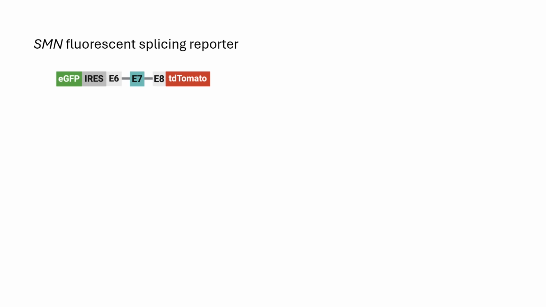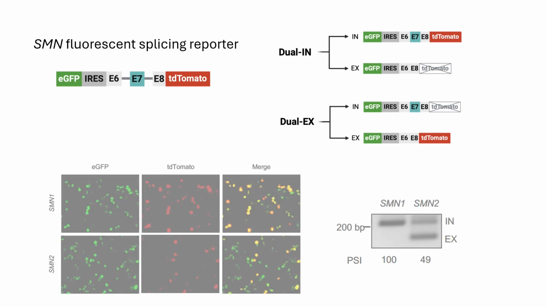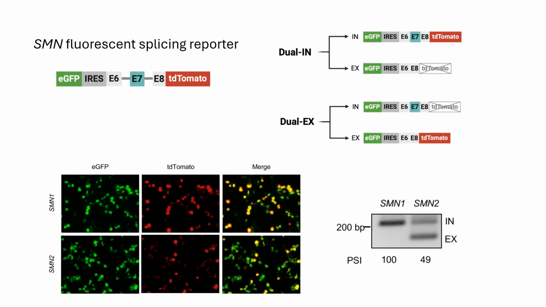There are two versions of the splicing reporter, dual-in and dual-X. For dual-in, only when exon 7 is included will there be tdTomato expression. On the other hand, dual-X will only express tdTomato upon exon 7 skipping. The figure here shows cells transfected with dual-in reporters that have different exon 7 inclusion levels, which are reflected in red fluorescence intensity.